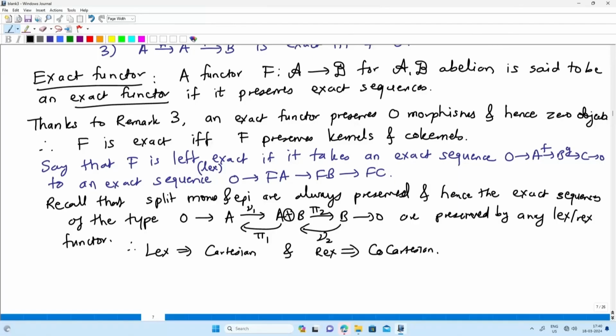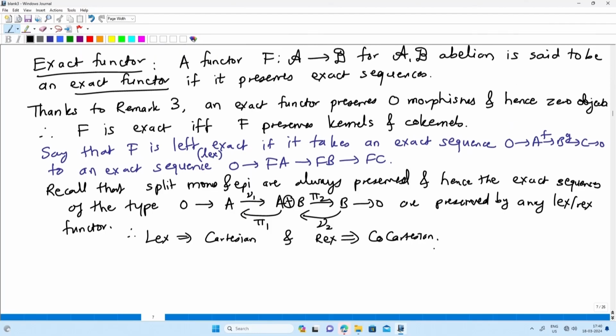Okay, so therefore what do we have? Exact functors are additive. Left exact functors are also additive. Right exact functors are additive. But lex and rex are both something more. They preserve kernels and co-kernels respectively. So an exact functor is a bicartesian functor. It preserves finite limits as well as finite co-limits. Okay, good.